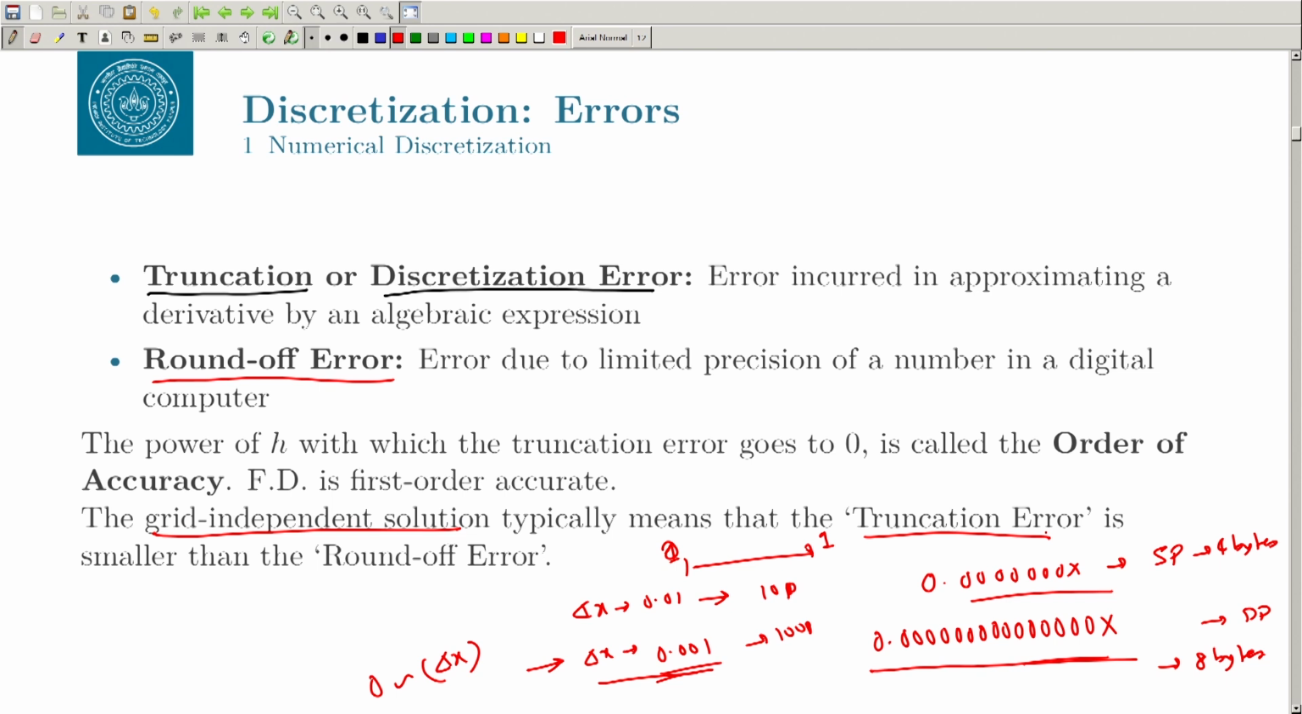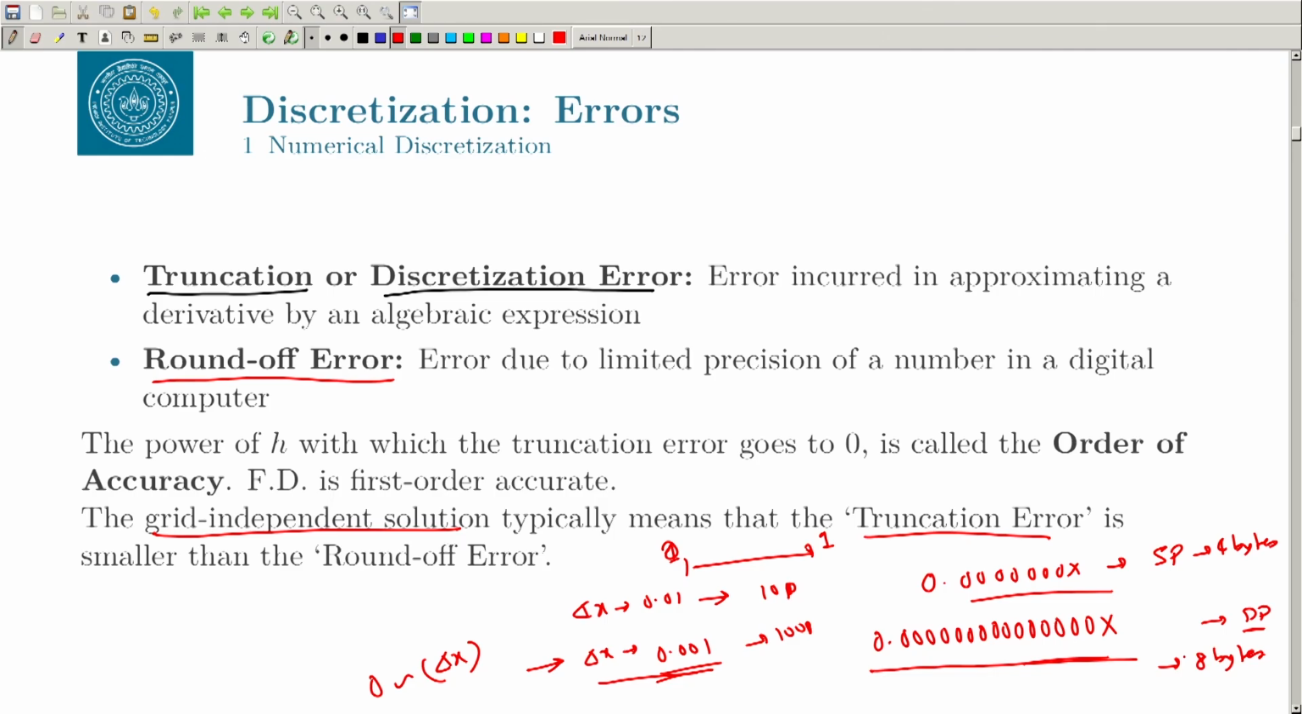Let us say you are using a double precision formulation, so you have up to 16 digits. You refine the grid so much, ideally, that even if you refine further, you will not see any change. That means your truncation error is smaller than the round off error. You are approximating the functions as best as you can. So, that is an ideal situation.